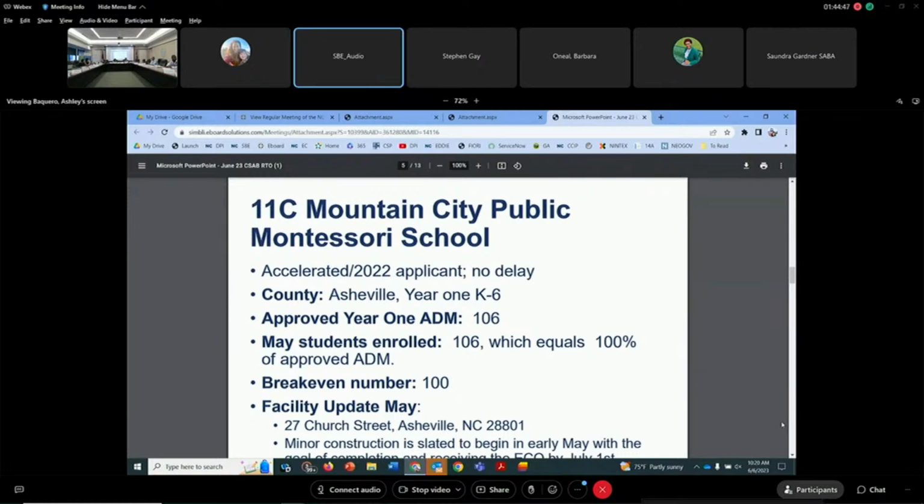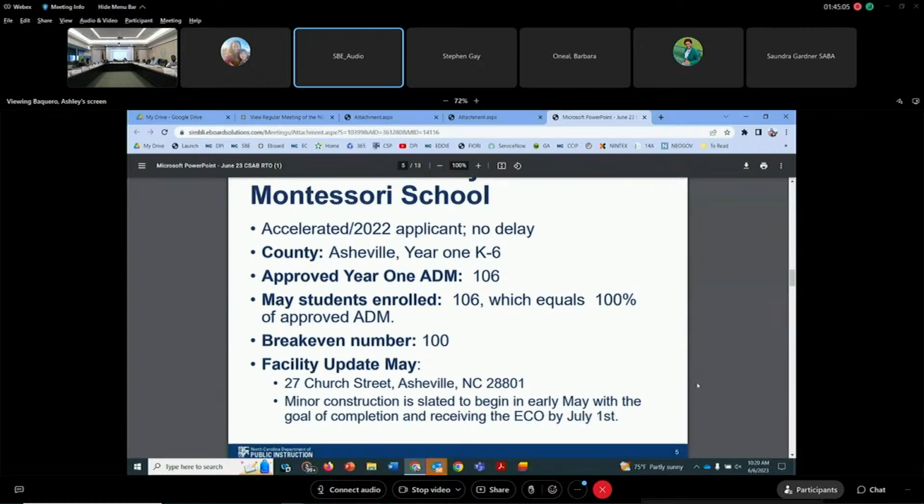we'll start with Mountain City Public Montessori. Their contingency plan will be to adjust their calendar to shift 2 weeks at the beginning of the year to the end of the year, but they are on track to open with their ECO by July 1st. They've already reached their enrollment at 100%, as well as their budget for break even and regular budget. I'm really, really confident this school is going to do great things.